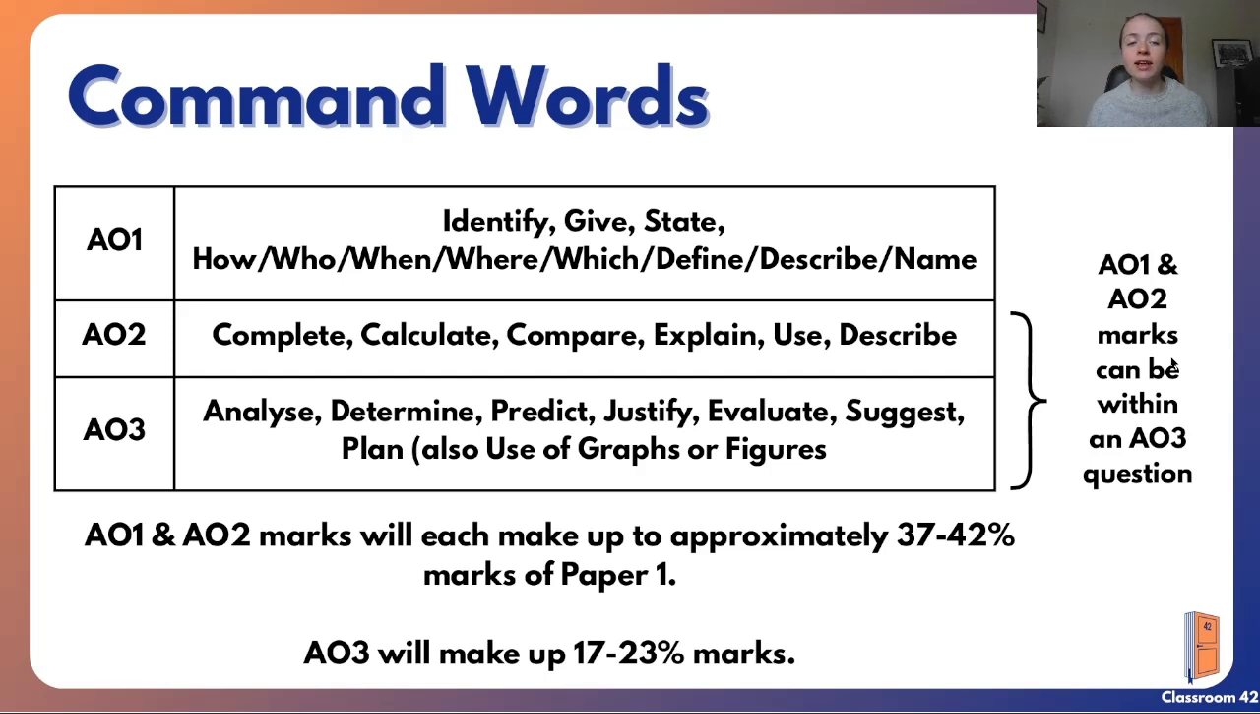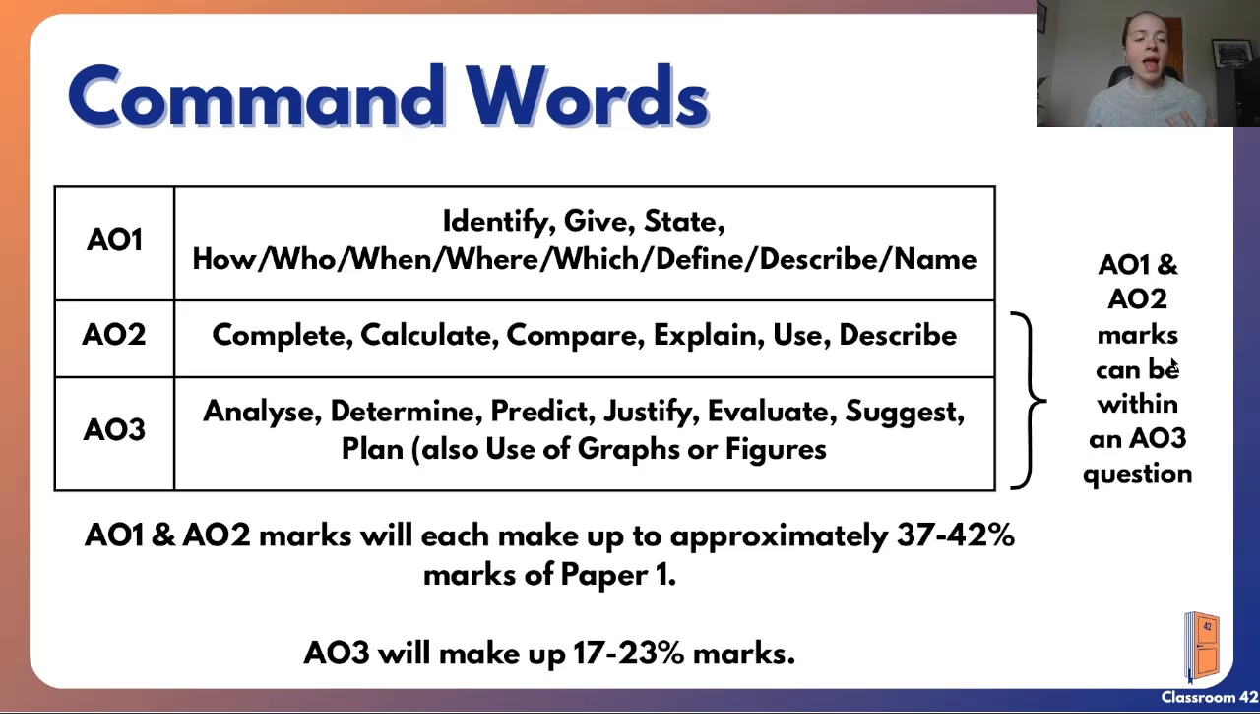And then finally, AO3 is your analysis and interpretation skills. So analyse, determine, predict, justify, evaluate, suggest, and plan. Those are your most common types of command words for AO3, and often there you will need to have done a bit of AO1 and AO2 as well. So often you find that it's quite rare to find AO3 questions in isolation, because usually you need to do a bit of AO1 and AO2 as well. But if you see any of those command words, it's a good indication that you need to be putting that extra bit of detail and evaluation into that question.